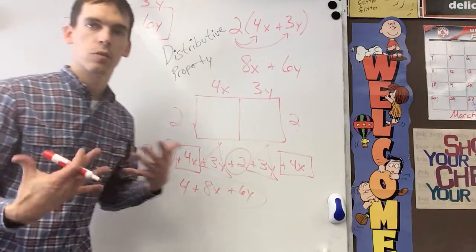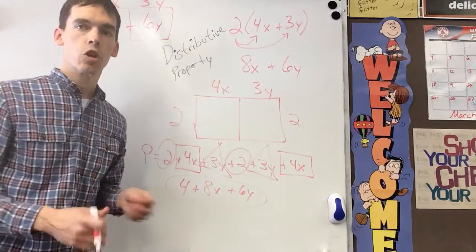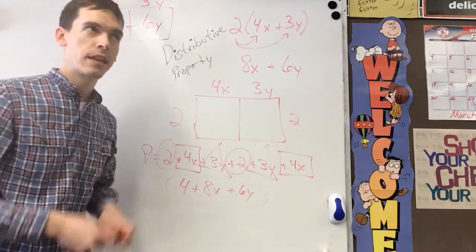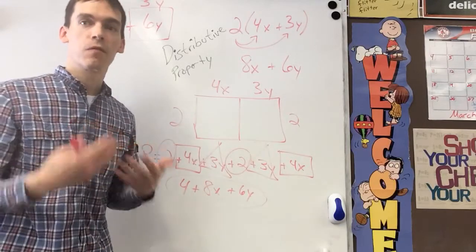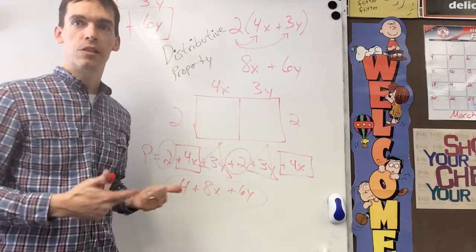We don't know what the value of x and y are yet, but if we were told what they were, we could find the perimeter of this. We could find the exact perimeter. We could find the exact area. And if there's a third dimension, we could find the exact volume, or how big this actually is.